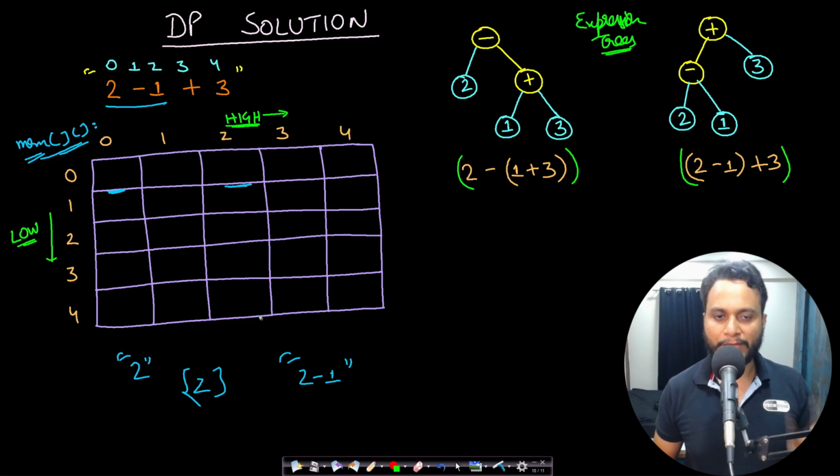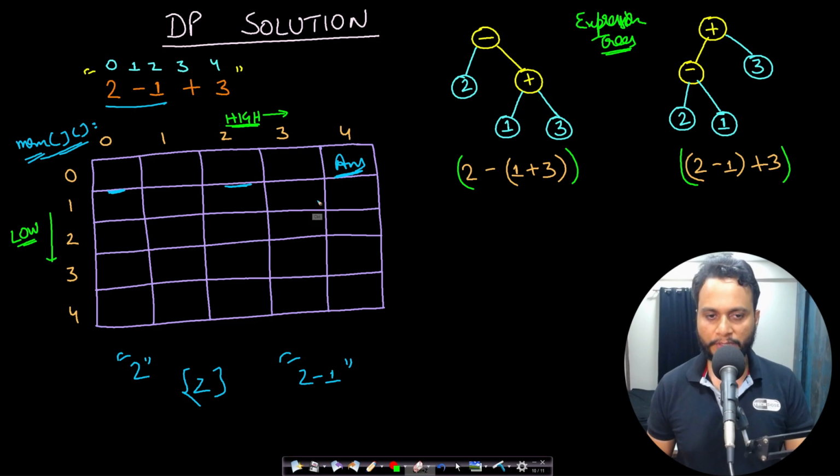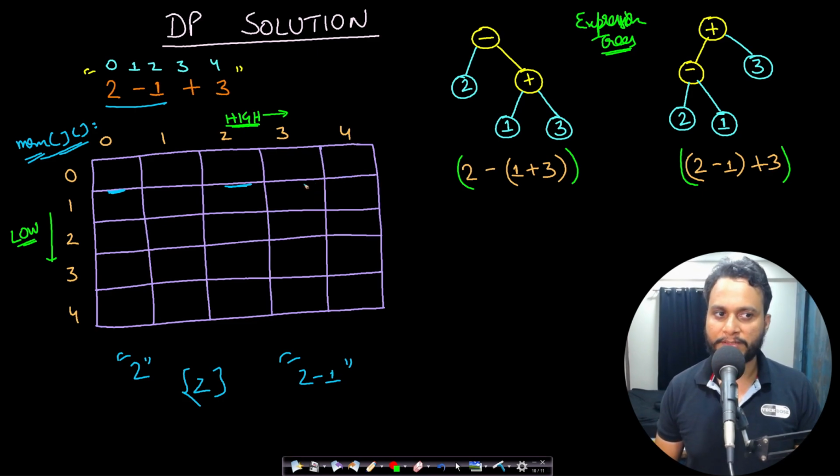So which cell will give me the answer to the whole question? It will be 0, 4. So this will be my answer cell. I hope you are understanding this. Now from 0 to 0, if you just have 2, then how many answers do you have? You don't have any operator, right? So answer will be 2.